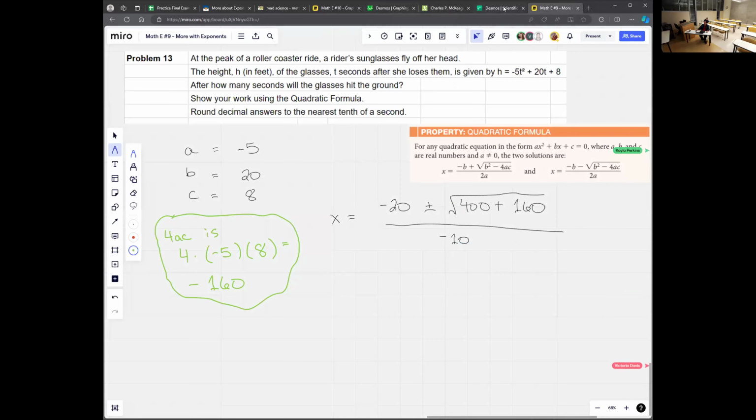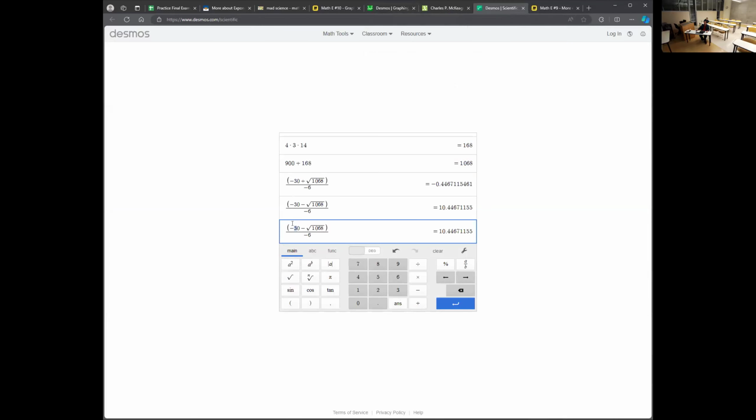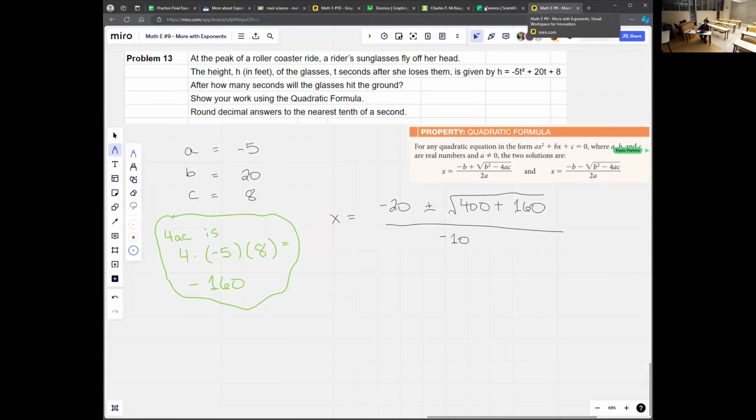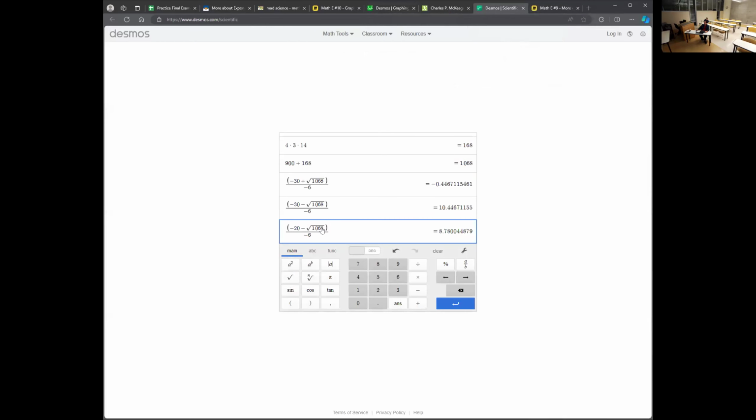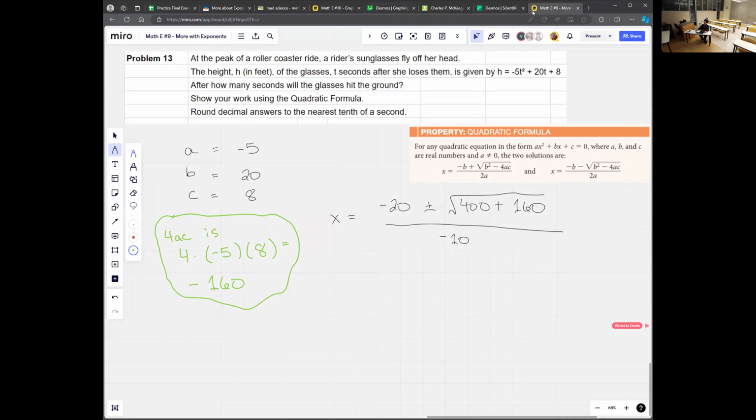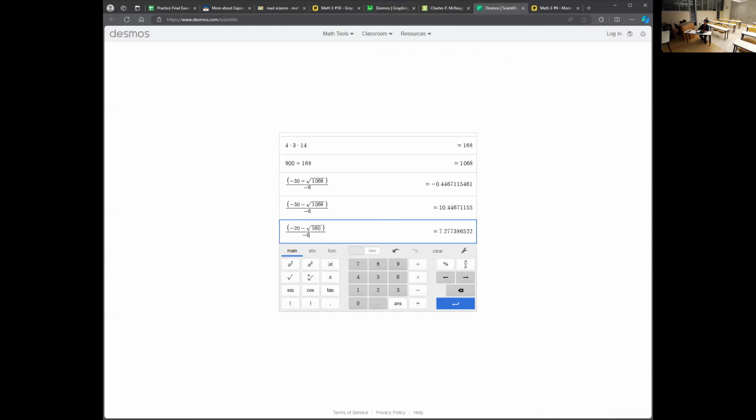Okay, how do we change it? -20. And 400 plus 160 is 560. And -10. So that's one answer. Or I could change the minus to a plus and get another answer.